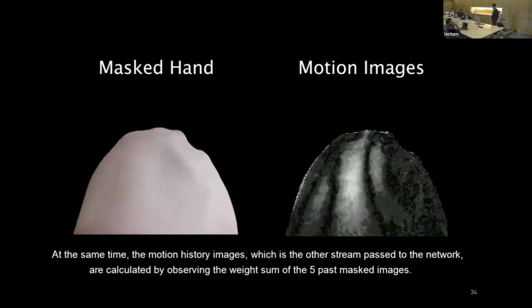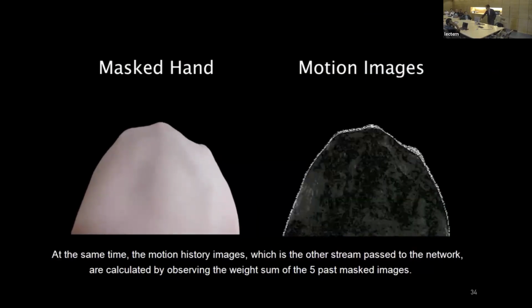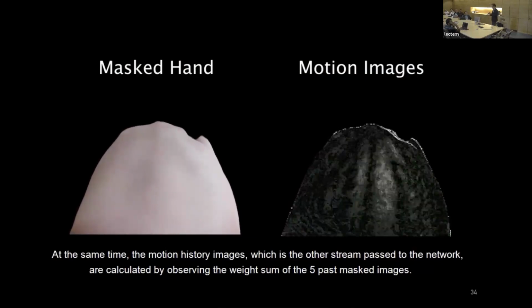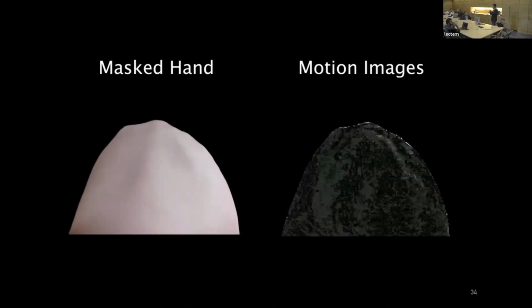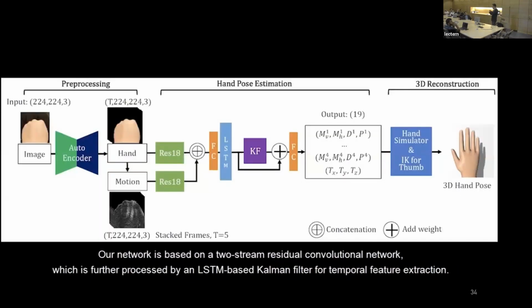At the same time, we pass not only the RGB images to the network, but the other stream is the motion history images, which we calculate by observing the history of the five-part masked images. Here is an overview of our deep learning network. Our network backend is based on a two-stream residual convolutional network, which is further processed by an LSTM-based temporal feature extraction.